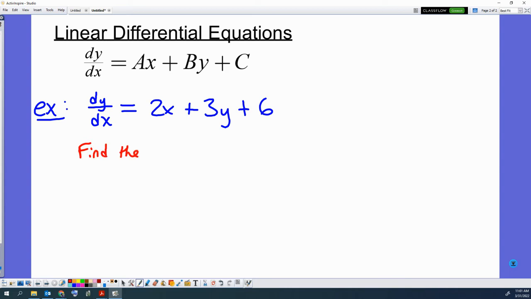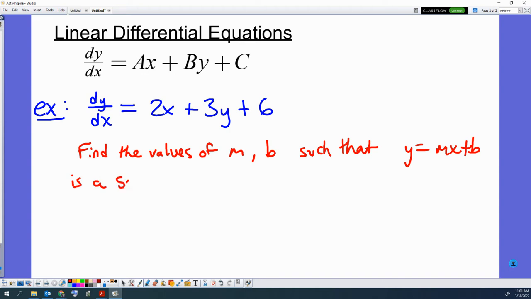Find the values of m and b such that y equals mx plus b is a solution to this differential equation. They won't call it a linear differential equation because, once again, that specific type is not in the curriculum as a thing to be studied. So it's just a differential equation they're giving you.